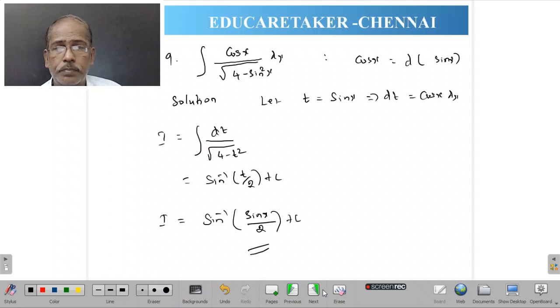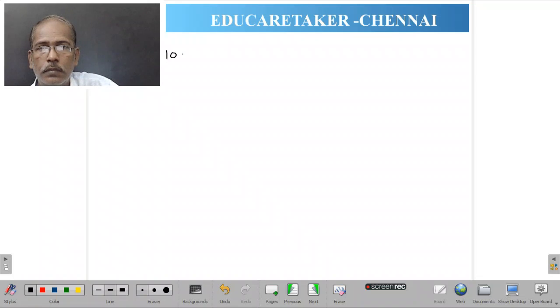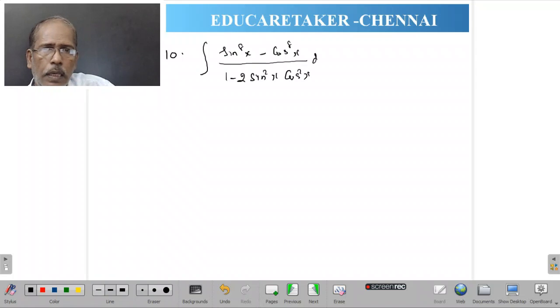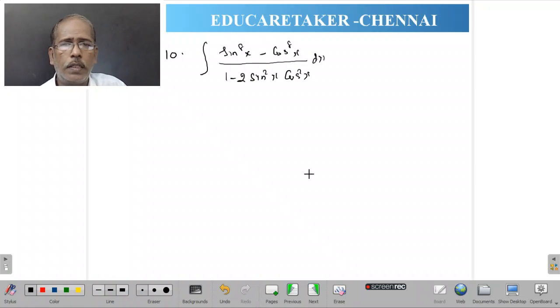Question number 10. Integral of sine power 8x minus cos power 8x, the denominator 1 minus 2 sine square x into cos square x, dx. So we can use an identity.